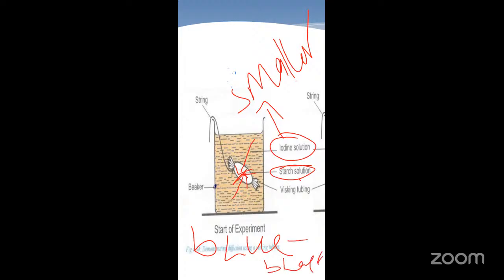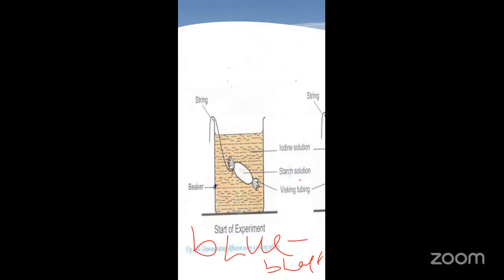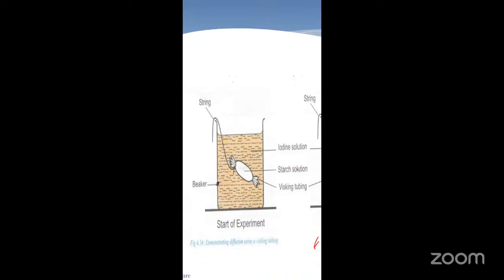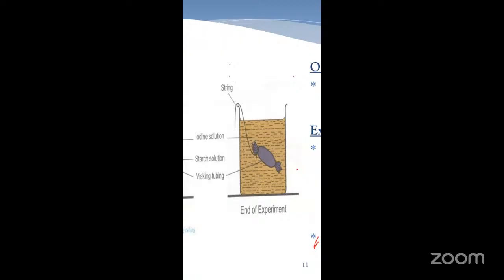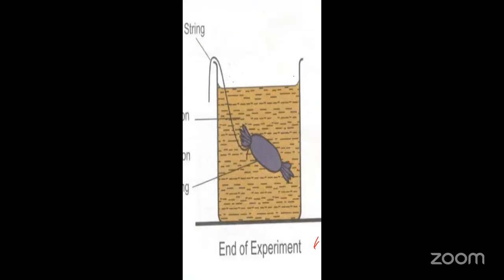Okay, I've said when starch molecules come into contact with iodine, they trigger a color change from brown to blue-black. So therefore, at the end of the experiment, you expect that in that beaker, the color of iodine will remain the same, brown. But the color of the solution inside the whisking tubing will have changed. It will have changed from white to something we call blue-black.